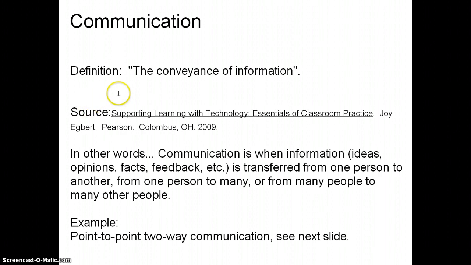The definition of communication, according to the textbook, is the conveyance of information. In other words, communication is just when information is transferred from one person to another, from one person to many, or from many people to many other people.